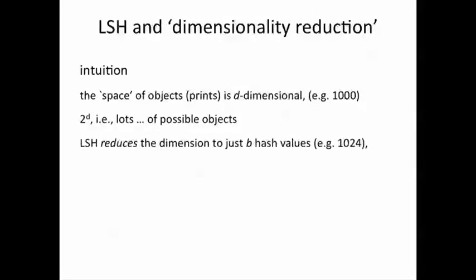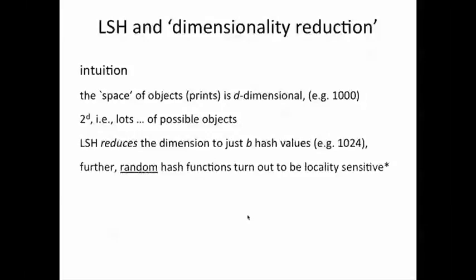What LSH does intuitively is it reduces the dimension to just B hash values, and B is small, 1024 in this case. Further, the fact that we use random hash functions turns out to make them locality sensitive. Now, this is a very deep idea that random choices and random functions actually work really well, and we won't delve into why that happens right now, but that's another important intuition. As a result, similar objects map to similar hash values.